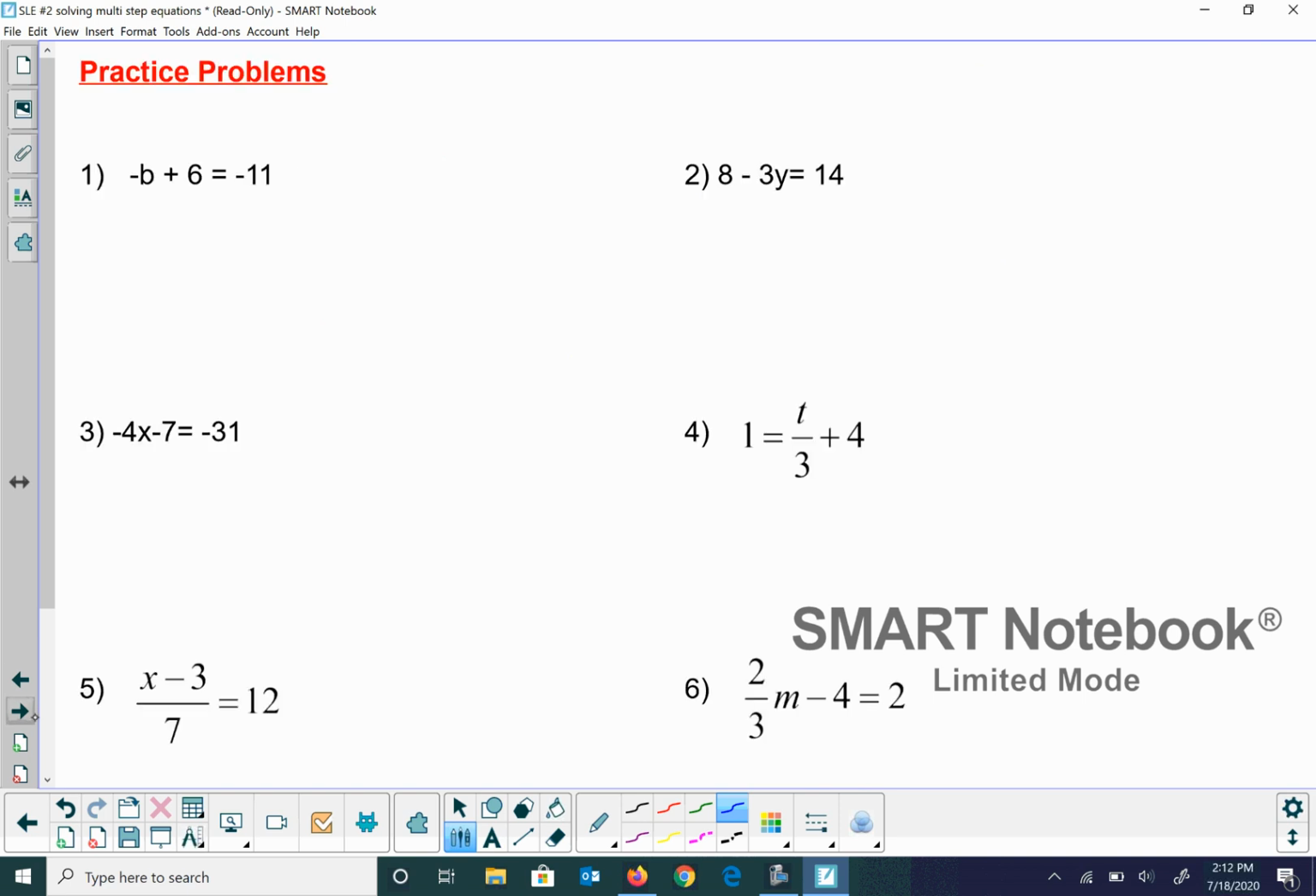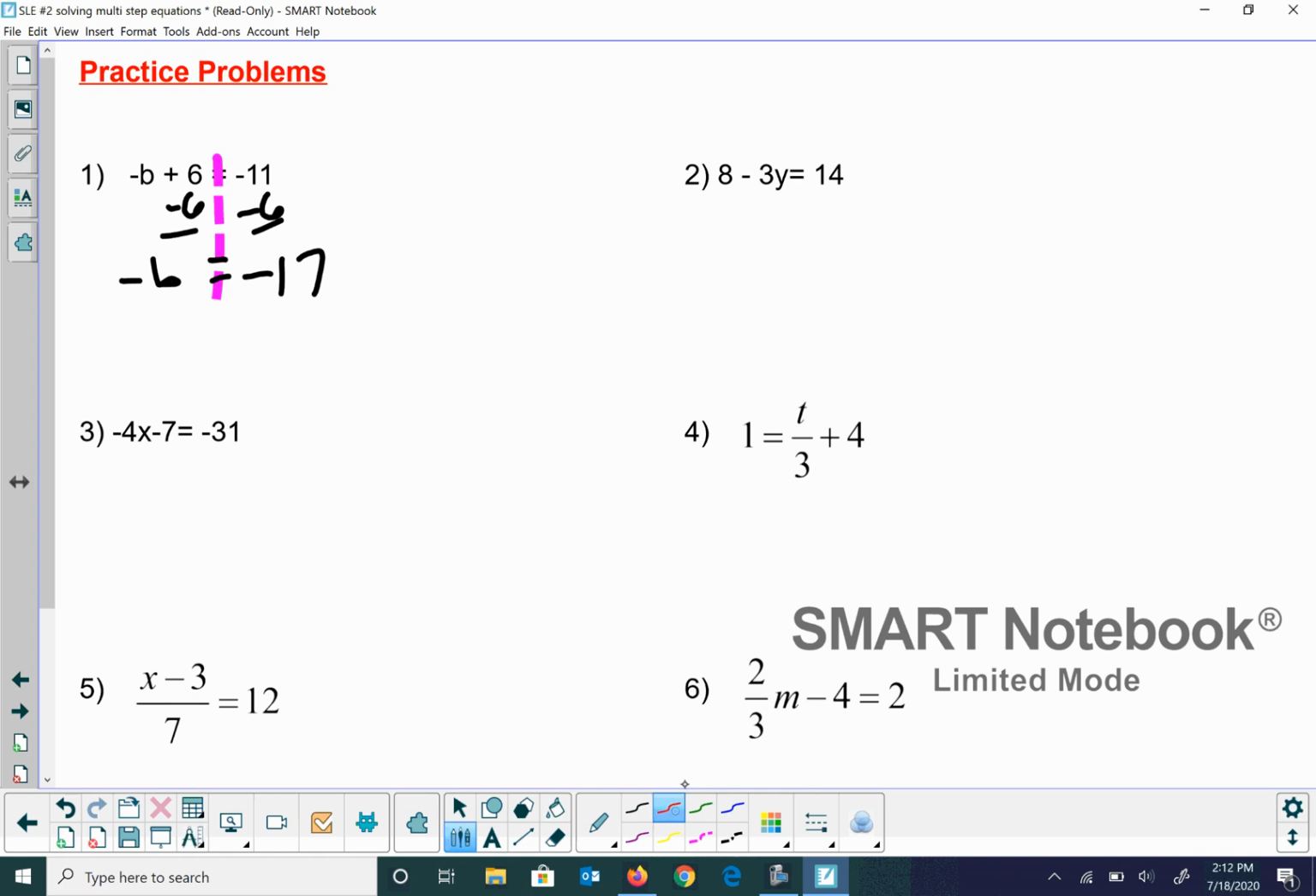Okay, here's some practice problems. For a couple of them, I'll put the equal sign in. All right, so negative b added to 6. The undoing of this is I'm going to subtract 6 from both sides. So I get negative b is equal to negative 11 minus 6. That gives me negative 17.